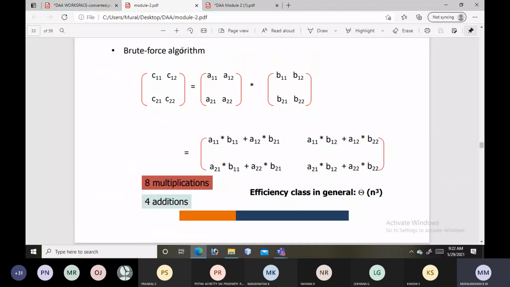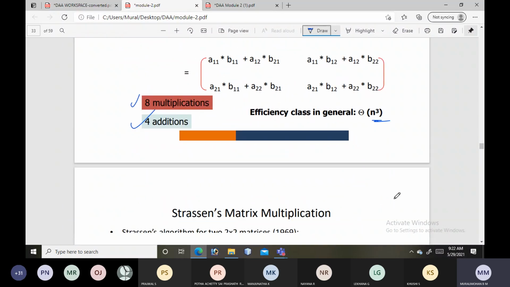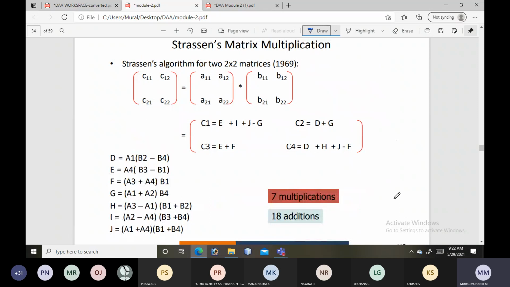This is what we previously studied. With the previous brute force algorithm, we were taking 8 multiplications and 4 additions, hence the time complexity was n cubed. Later Strassen reduced it to 7 multiplications and 18 additions by taking formulas. Here it is different: there we take D, E, F, G, H, I, J, and here P, Q, R, S, T, U, V. You may accept that all are the same. Is it clear? We can use the same formulas.